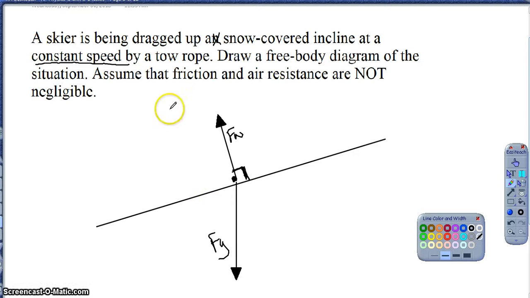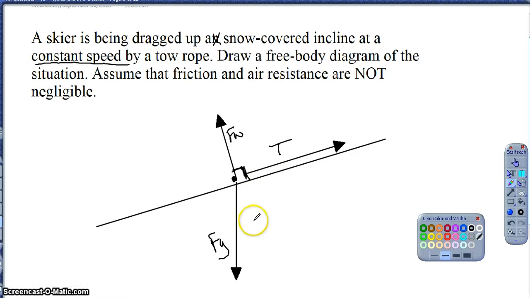The only other forces we have are working either up or down the inclined plane. Yes, I do have a component of gravity pulling down the inclined plane, but that does not belong on my free body diagram, because it is only part of the gravitational force and therefore not its own force, so I don't put it on here. Instead, I know they're being dragged up by a tension, since I have a tow rope. So I have a tension pulling up the ramp, whatever that tension may be.